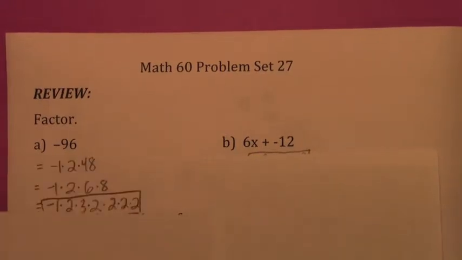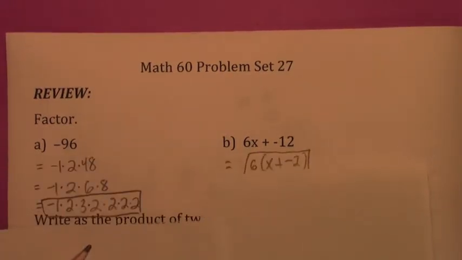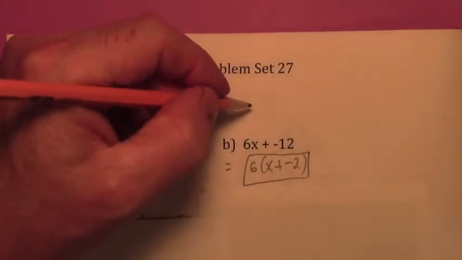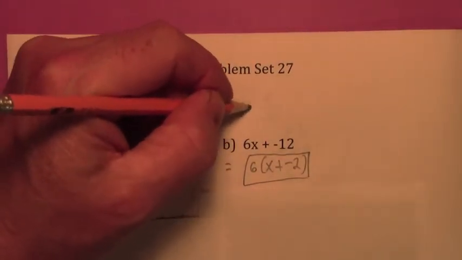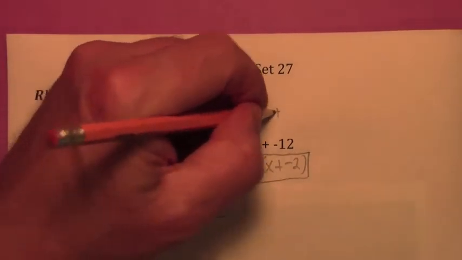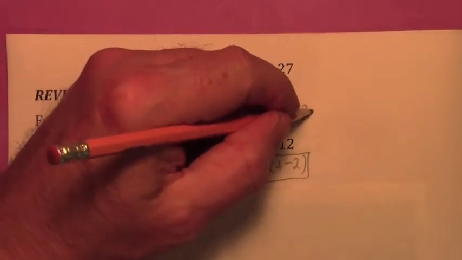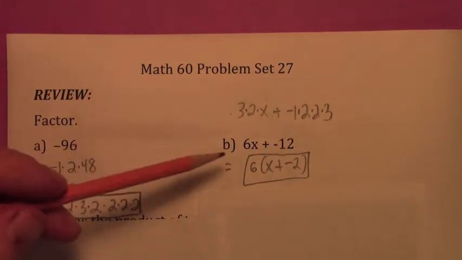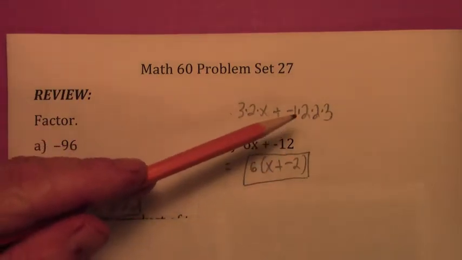If there's one term, you're going to factor into primes. If there's more than one term, you're going to use the distributive law to factor. Let me ask you a question. What's wrong with just going, 3 times 2 times x plus negative 1 times 2 times 2 times 3? Isn't that factored? Didn't I factor the 6x and the negative 12?